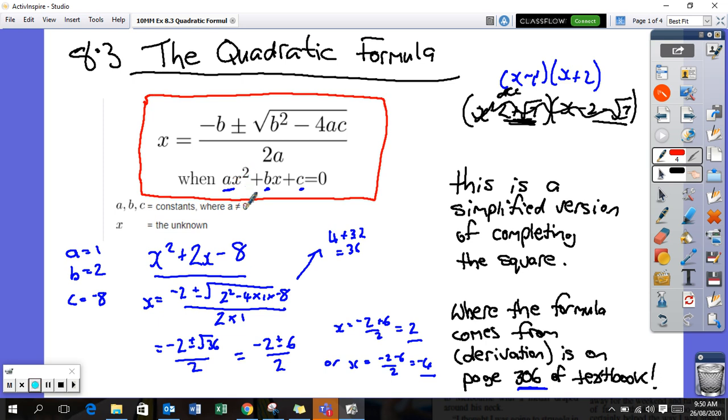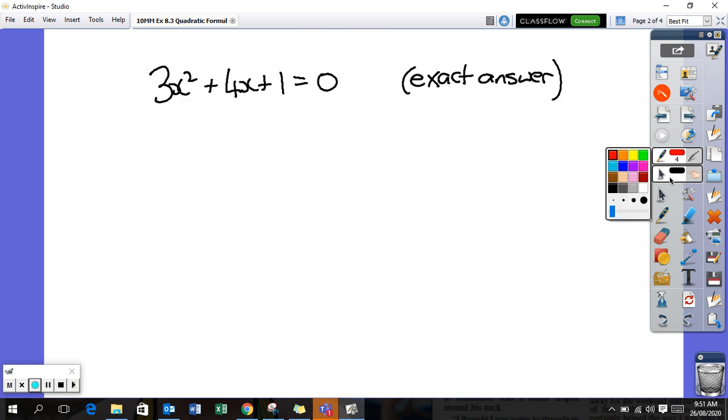One thing, when I came back to maths teaching after 15 years of being out in other places, this was the one formula that I had remembered. You use it a lot in your maths going forward. x equals minus b plus or minus the square root of b squared minus 4ac over 2a. Okay, so let's look at a couple of examples. This one's going to have an exact answer, like the one we just had before.